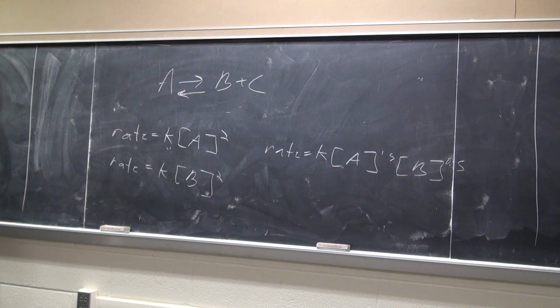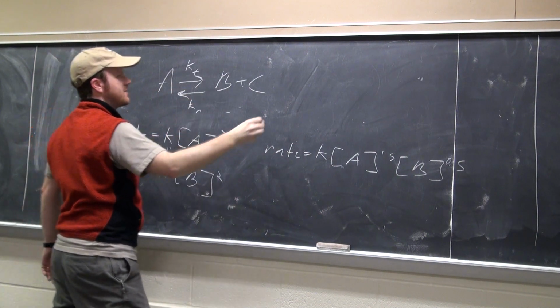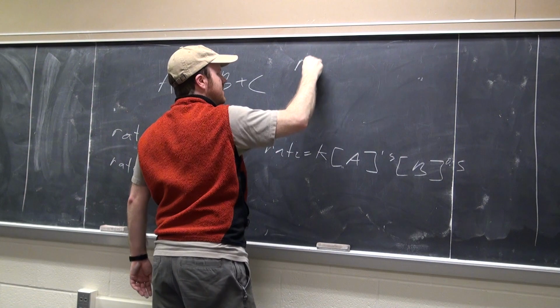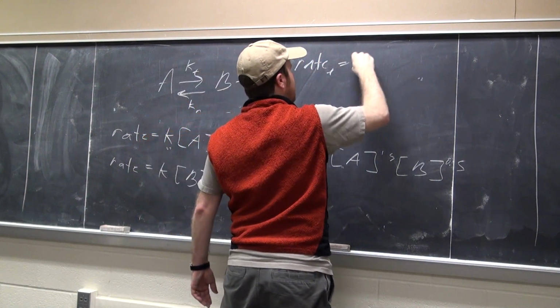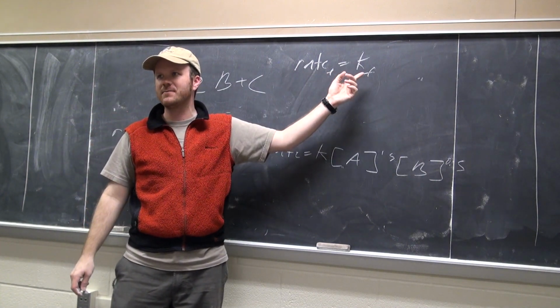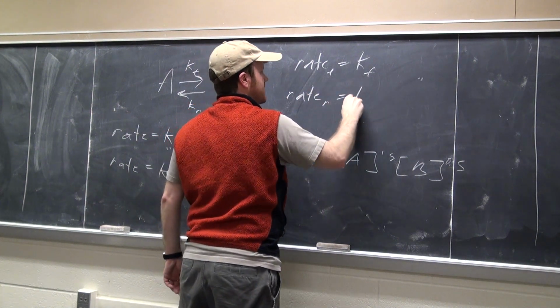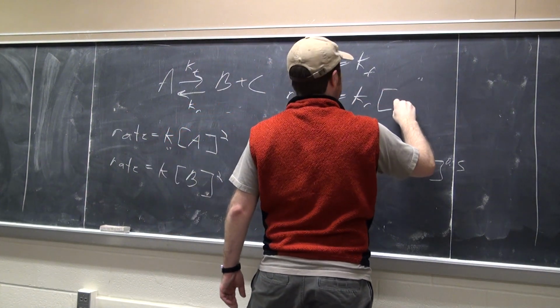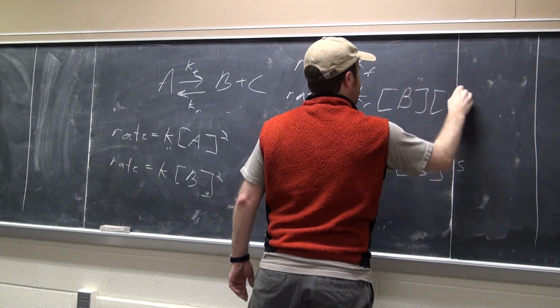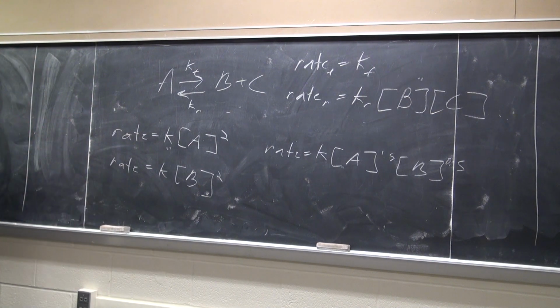But could the orders be different, one way versus the other? Oh yeah. So you can write k forward, k reverse. So let's say rate forward is k forward. So if this is the rate expression, what order of the reaction is it? 0. And rate reverse is k reverse times the concentration of B times the concentration of C. What reaction order is this? Second. So yeah, you can have different rates, you know, it all depends.